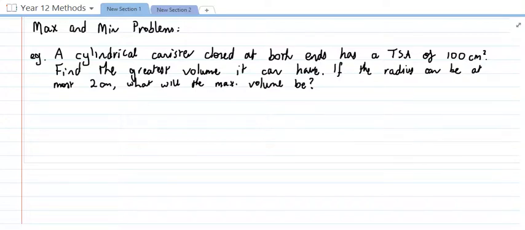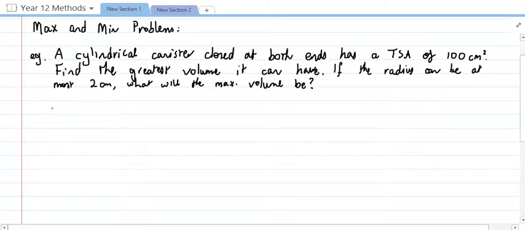So a cylindrical canister closed at both ends has a total surface area of 100 centimeters squared. Find the greatest volume it can have, and if the radius can be at most 2 centimeters, what will be the maximum volume? So I guess one of the key points here is that you need to know all of your equations for the total surface area and volume of different shapes. And I'm going to write the ones here that we need.